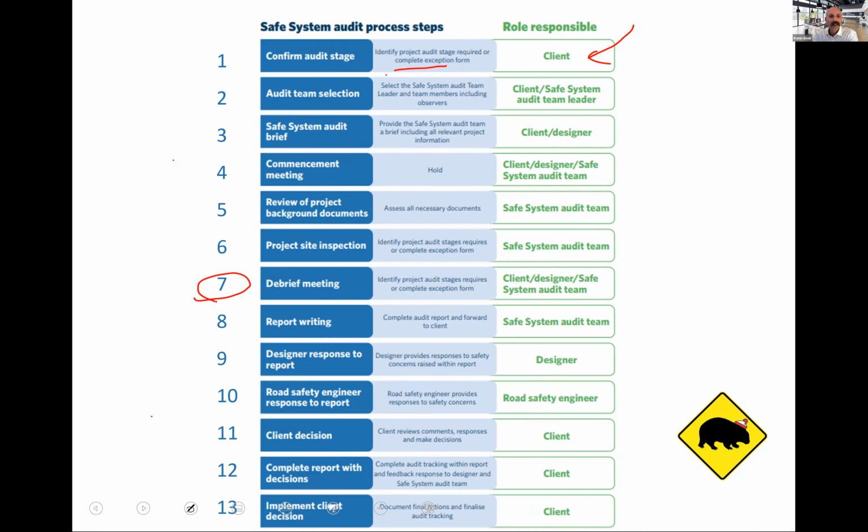Got a debrief meeting. And this is before the report is written, that the audit team will go and sit with the designer and the client and say, well, this is what we've seen and what we've found, and this is what we're thinking at the moment. And they can discuss this. Now, some people say, oh no, that's not good. The auditor should be just putting down their findings. But I think this is recognition that this process is all about continuing improvement and really working together to get the best safety outcome we possibly can.